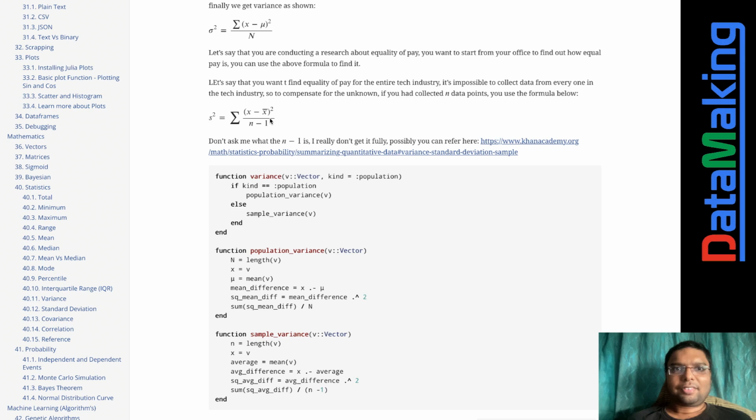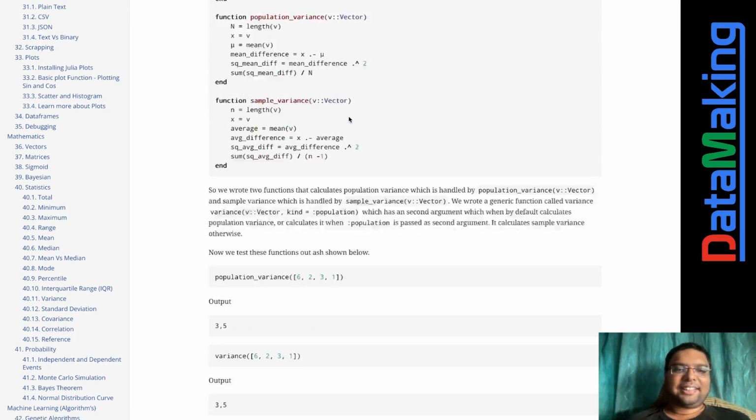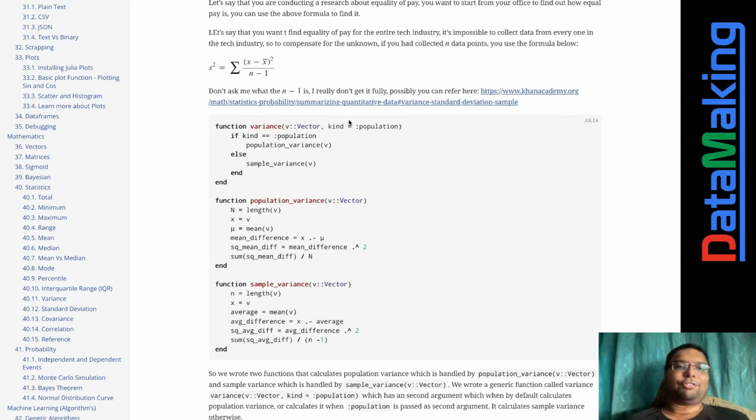X bar is what we call the sample average. Out of 50 rose plants, you're only taking 10 rose plants out and measuring. If you take all 50 rose plants and measure the mean, that is called mu, the population mean, and X bar is called the sample mean. That's how it is. And don't ask me why it is n minus 1. I understood it at the time, but it's just not retaining for me.